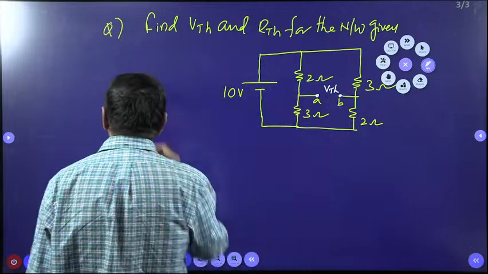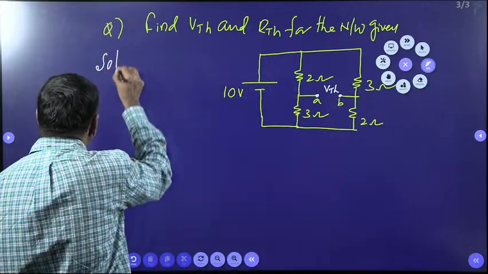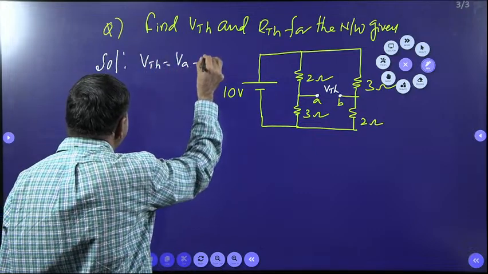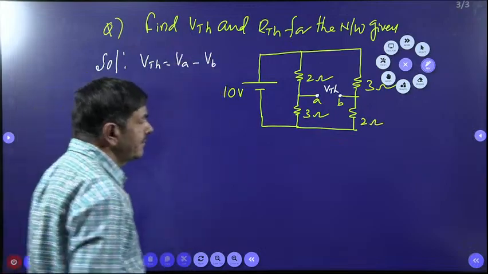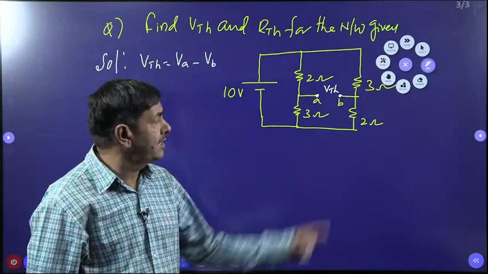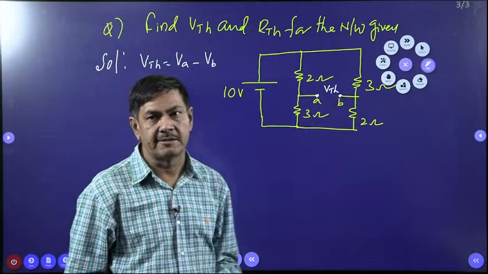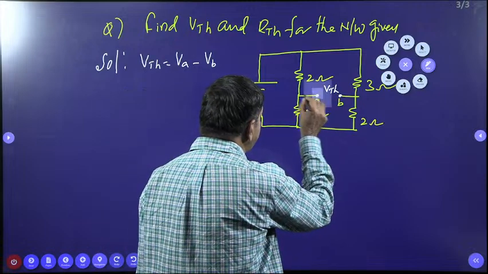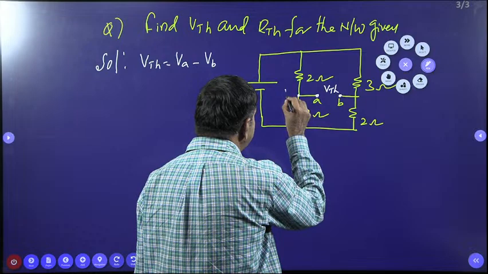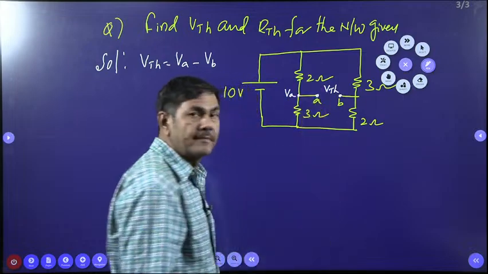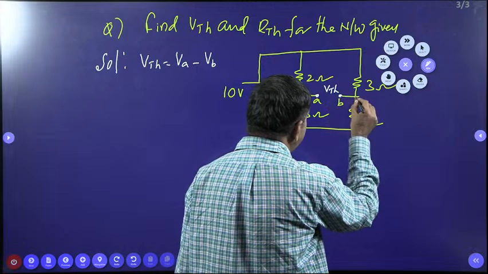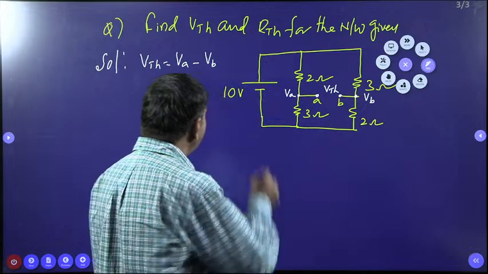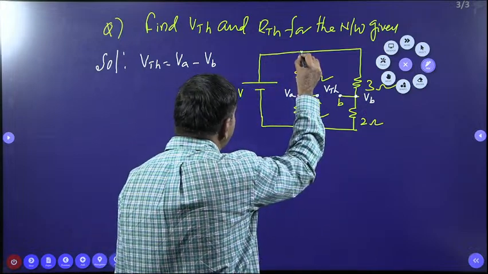So directly I can write VTH is nothing but VA minus VB. Voltage at the point of A minus voltage at the point of B. Difference of this voltage only. But you know very well one more point. If this voltage is VA, even this node voltage is also the same VA. The voltage at B is VB, the same VB you can have here also, no doubt. If it is a 10 voltage, the same 10 voltage will be maintained at this node.